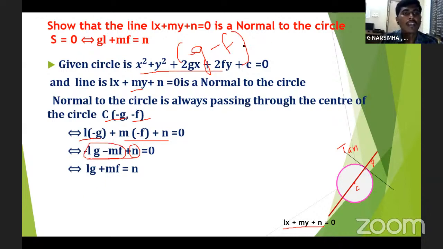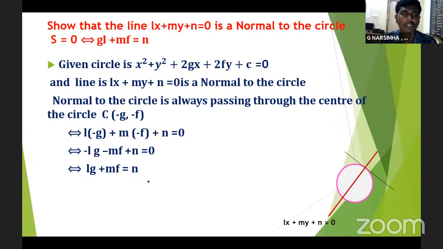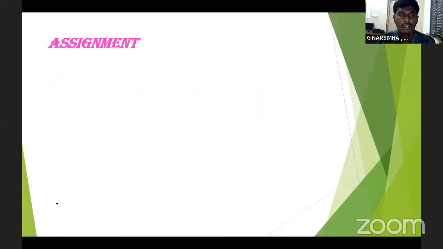Once again, when the given line Lx plus My plus n equals 0 is a normal to the circle, then show that the condition is Lg plus Mf equals n. Lx plus My plus n equals 0 is normal, that means the center of the circle always lies on this line. Just substitute x equals -g and y equals -f in the given line. That is L into -g, plus M into -f, plus n equals 0. Minus Lg minus Mf plus n equals 0. Just transpose these two terms to the RHS. That is Lg plus Mf equals n, which is the required solution.